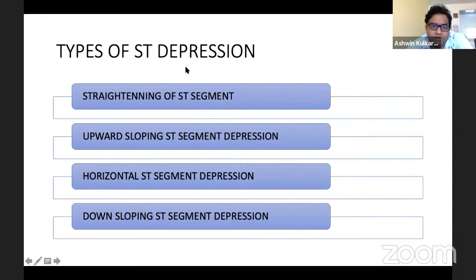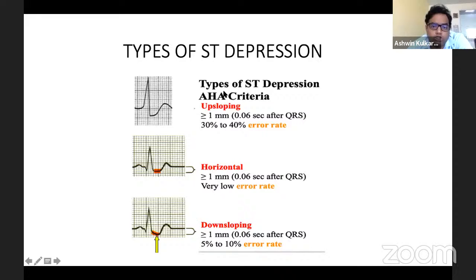So there are four types of ST segment depressions. Straightening of the ST segment, where the ST segments just become straightened. It can be upsloping, or it can be horizontal depression, or it can be downsloping. I have a picture here to show you. Here it is an upsloping, here it is a horizontal ST depression, and there is a downsloping ST depression. Generally, horizontal and downsloping are considered to be more pathological. In some patients with tachycardia, there can be some amount of upsloping ST depressions.